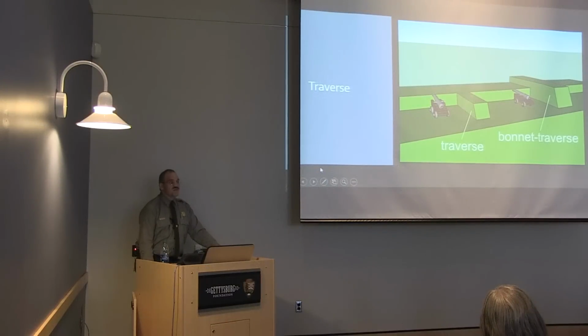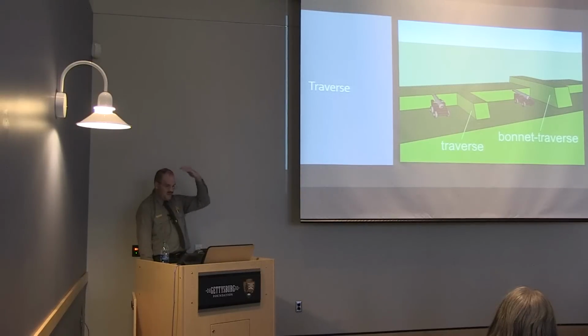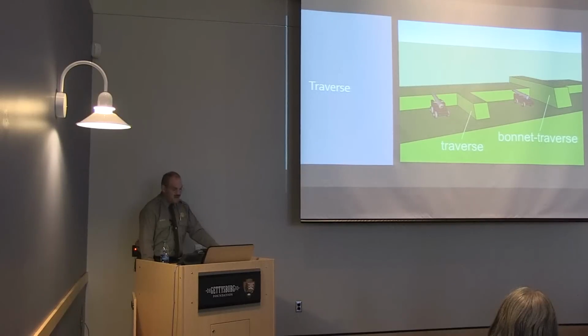There were traverses on Culp's Hill. That's all part of the Gay de Vernon idea on field fortification technology. A bonnet traverse is like a bonnet you wear on your head. That means it's a head covering. But the traverse is something that goes at right angles with the main line.